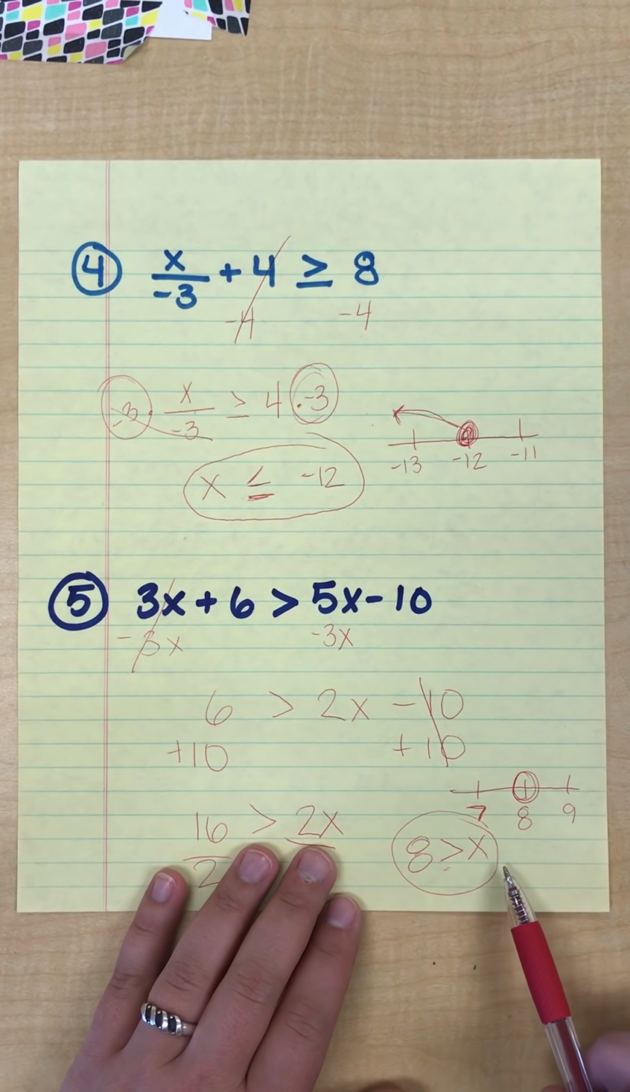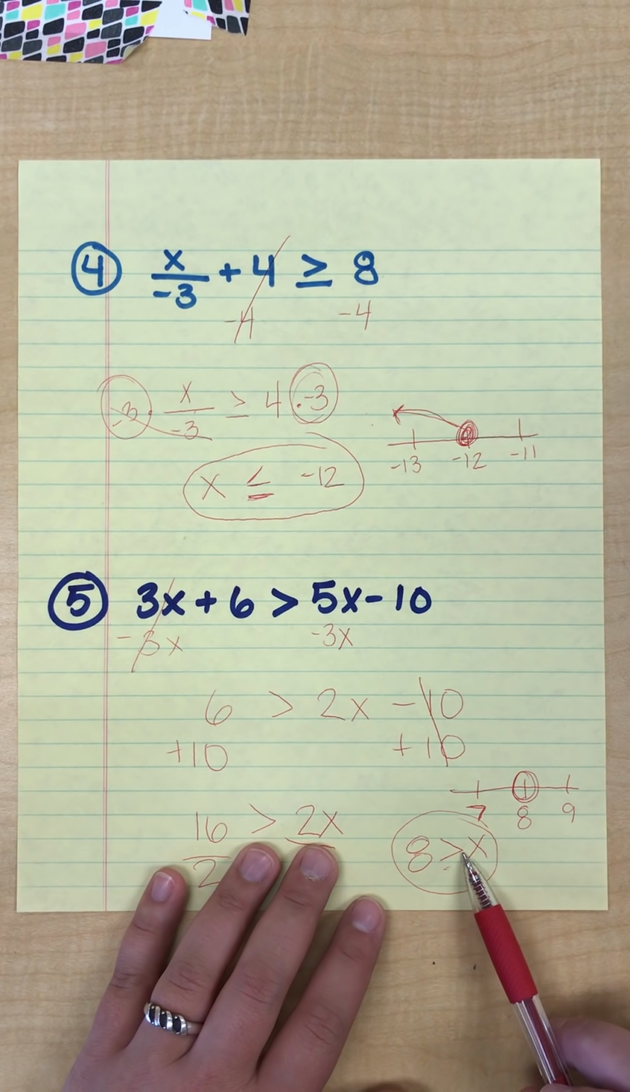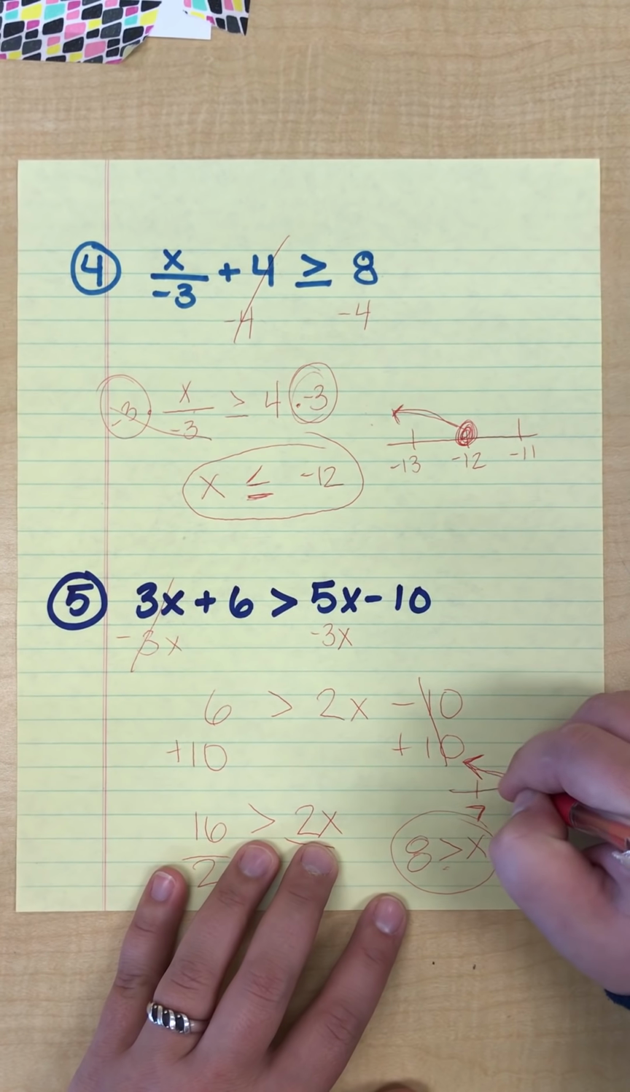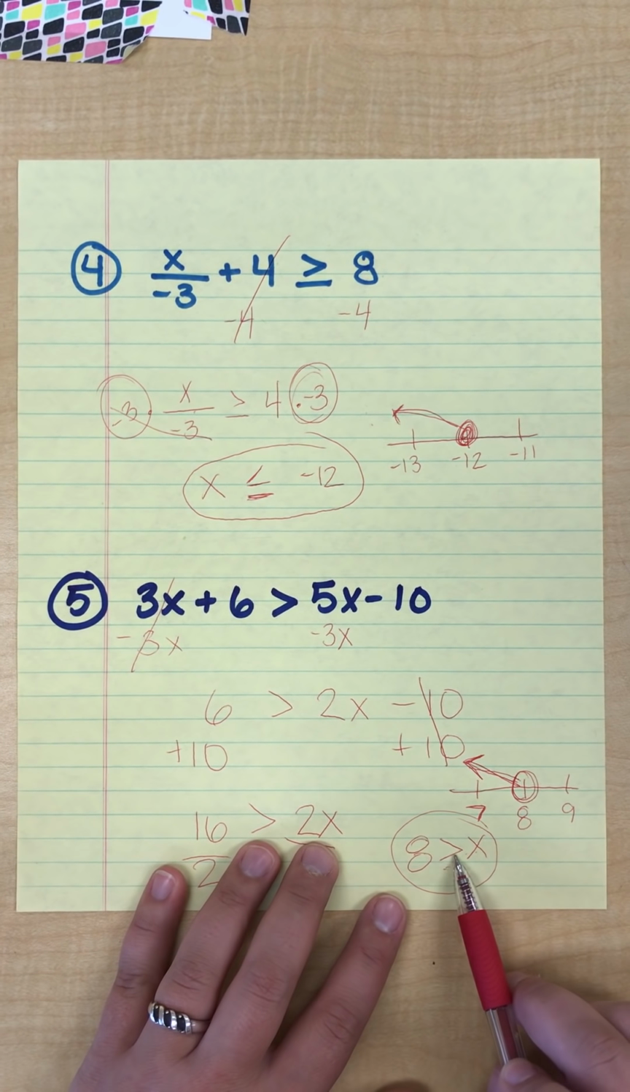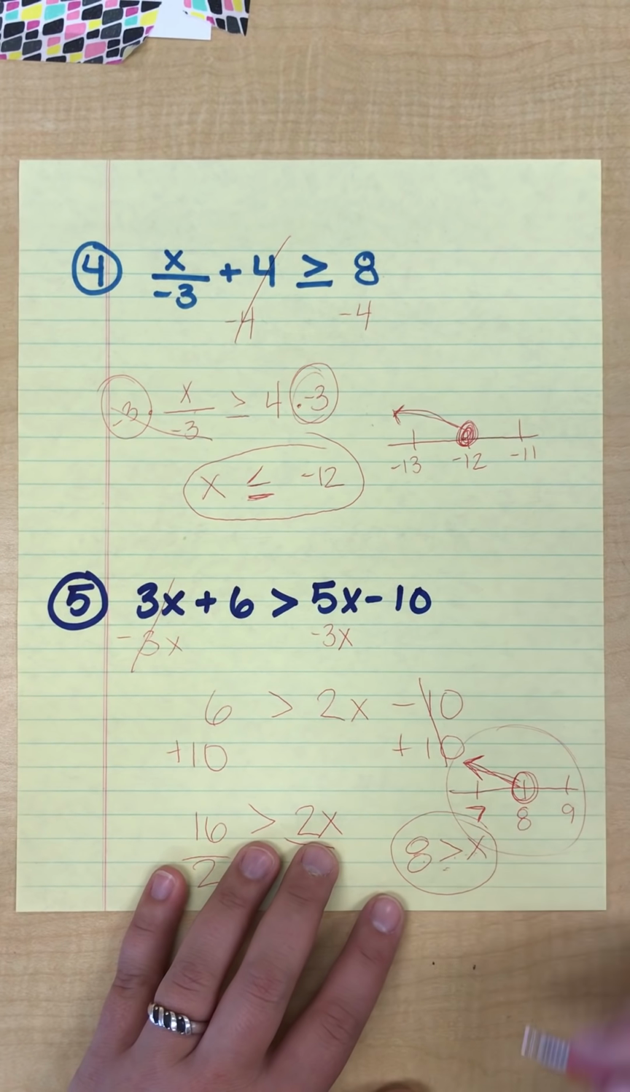And this time it's really important that you ask yourself, is the symbol eating the x? Is it open to the x? And the answer is no, it's closed to the x. So this is actually a less than problem. Okay, it says x is less than 8. It's not eating the x. So there's your number line right here.